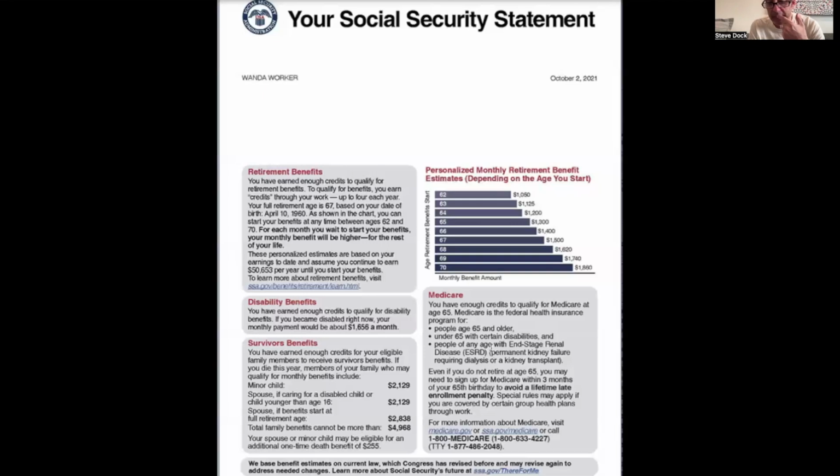And then it ultimately gives you your Medicare situation, which is pretty standard for everybody at this point. And it gives you what the qualifying events are. Either I turn 65 or if I'm suffering from end stage renal failure, then that can provide a different sort of circumstance. So that's your statement.